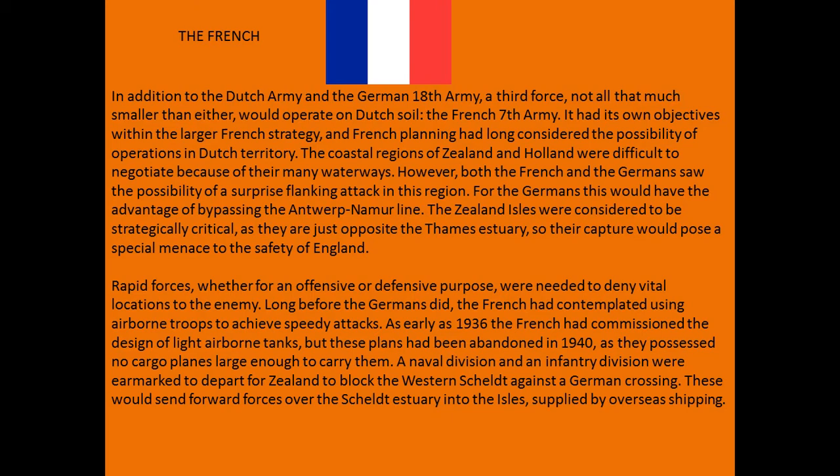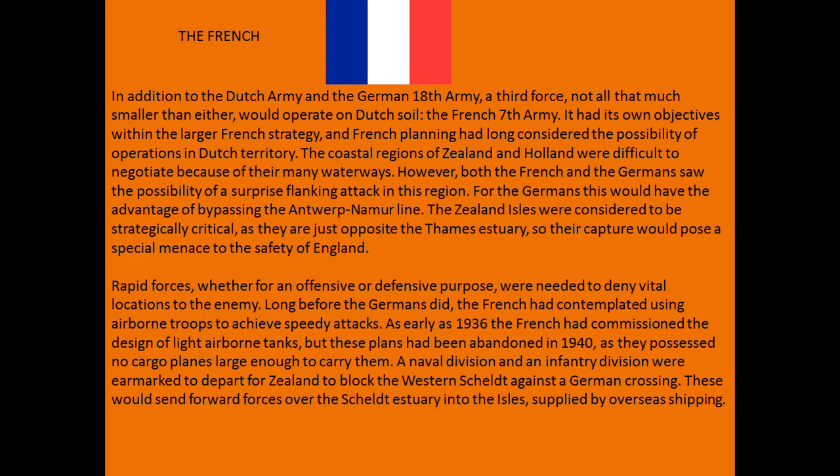The Zeeland Isles were considered to be strategically critical, as they are just opposite the Thames estuary. So their capture would pose a special menace to the safety of England. Rapid forces, whether for an offensive or defensive purpose, were needed to deny vital locations to the enemy. Long before the Germans did, the French had contemplated using airborne troops to achieve speedy attacks. As early as 1936, the French had commissioned the design of light airborne tanks, but these plans had been abandoned in 1940, as they possessed no cargo planes large enough to carry them.